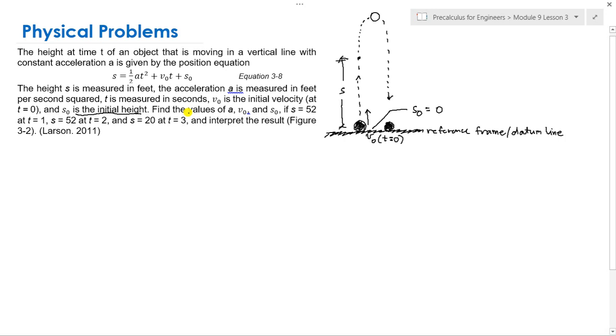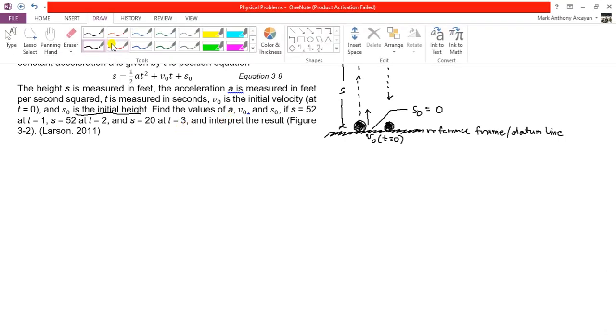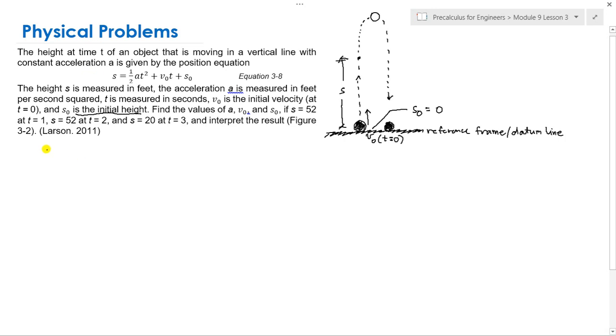So here it says find the values of your acceleration, initial velocity, and initial height if s is equal to 52 at t equals 1, then s is equal to 52 at t equals 2, and s is equal to 20 at t equals 3, and interpret the result. Here, class, this is a bit complicated.